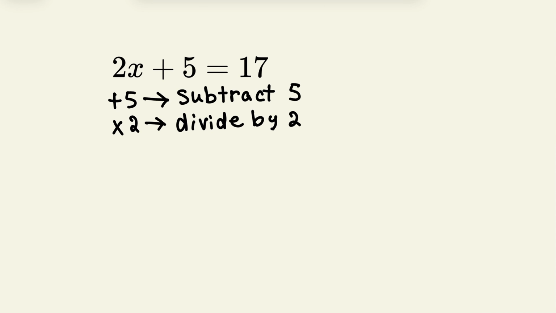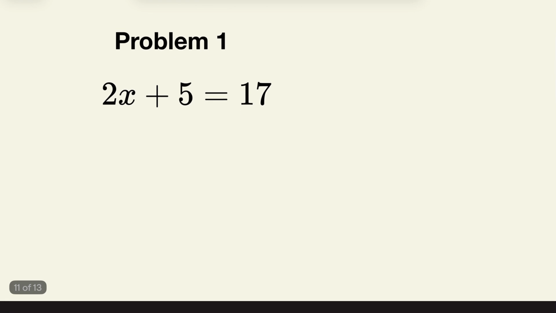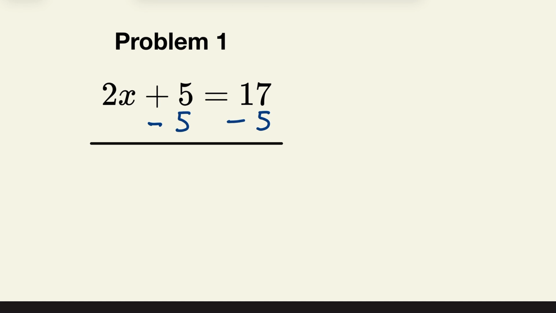All right, so let's go ahead and work this problem out step by step. So again, we have 2x plus 5 equals 17. In order to solve for the variable x, we need to undo the addition by subtracting 5 to both sides. So subtract 5 from the left and from the right. Notice the plus 5 minus 5 cancel out, it's simply 0. We have 2x equals 17 minus 5, which is 12.